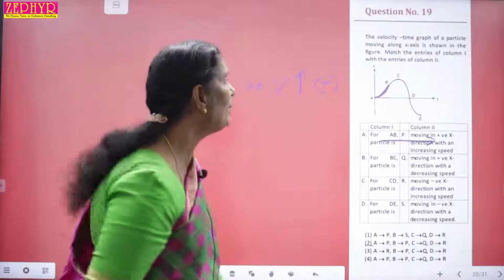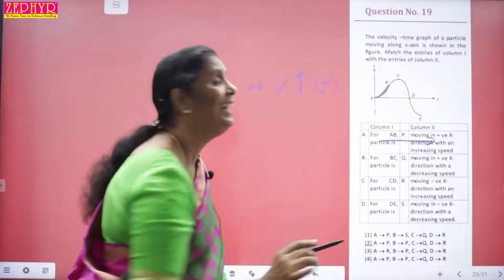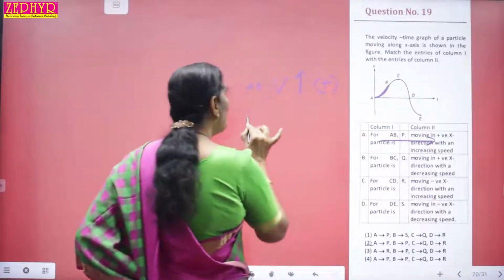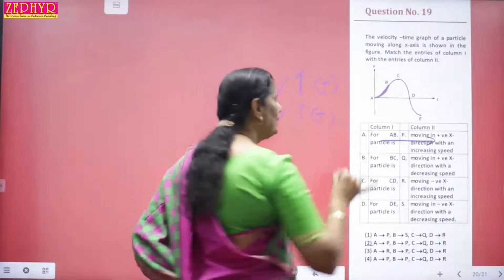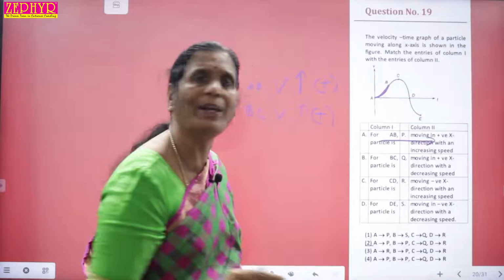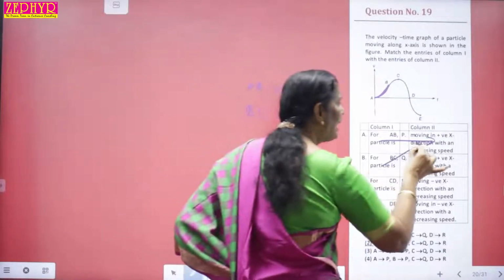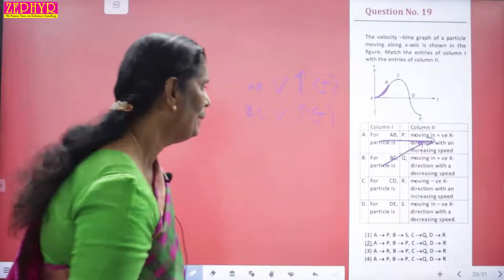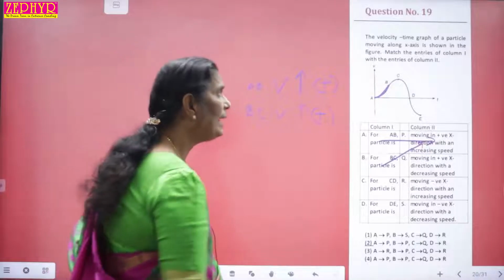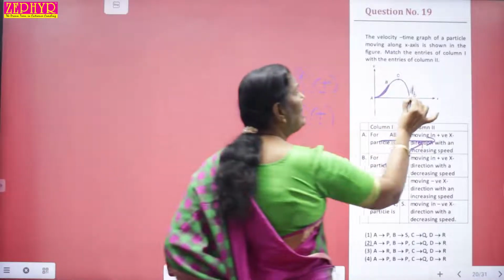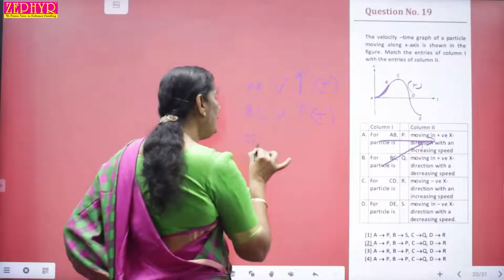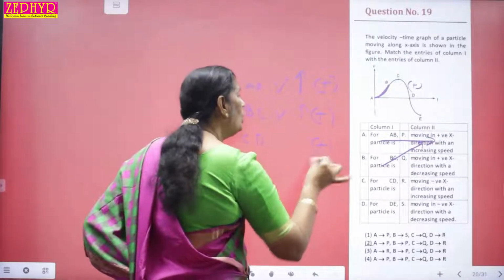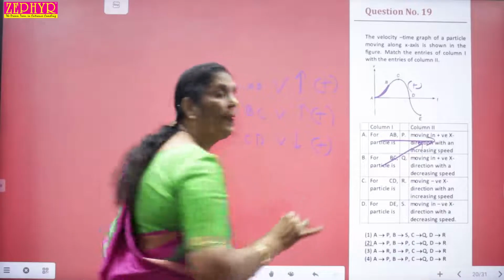And for BC, same then. For BC also, velocity is increasing and positive, so it is moving along the x-axis. So the same answer, P, we will get. And for CD, it is positive, still in the first quadrant only. So for CD, velocity is positive, but velocity is decreasing.